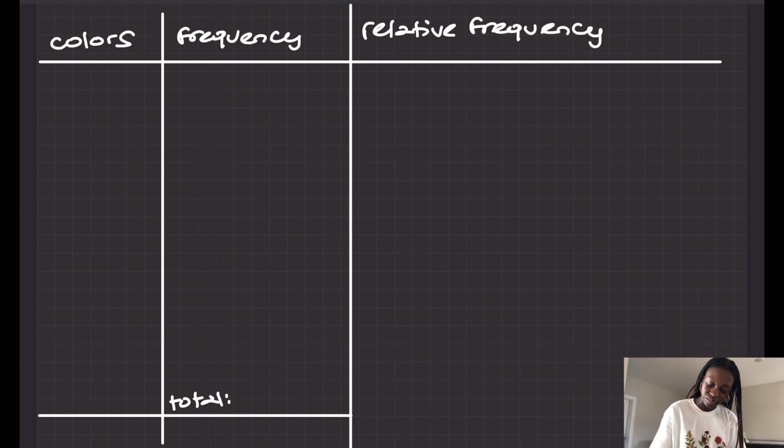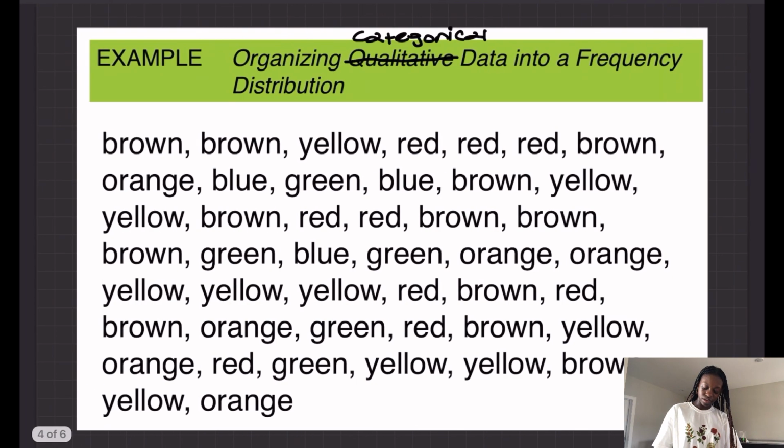And I leave lots of space for that since that has to do with math. Okay, let's go. So in terms of colors, how many different colors do we have in this question? It's not necessarily about how many total we have. We just want to know how many different colors we have.